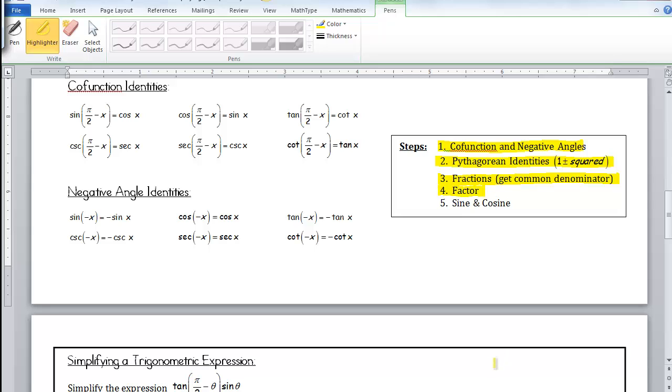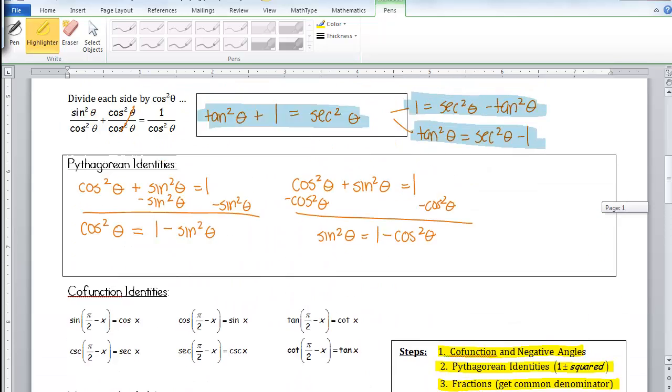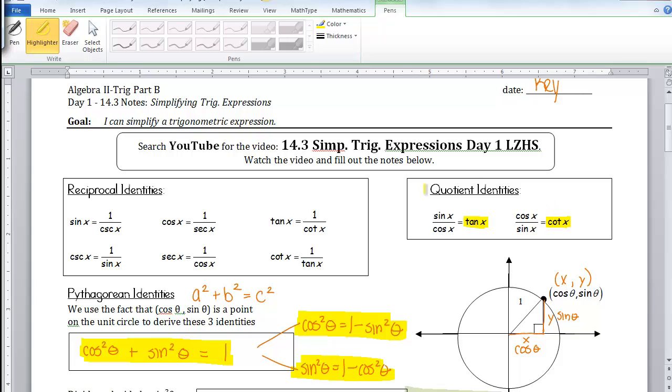Another thing you can do is try to factor. By factor, I would mean taking out a GCF, or it could also mean factoring something that was quadratic to degree 2. Your last option is to make sure that every single function is either a sine function or a cosine function. Again, that would be predominantly using our quotient identities to make tangent sine and cosine, or cotangent sine and cosine.